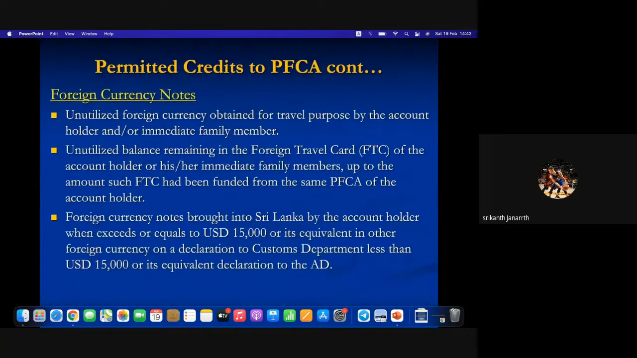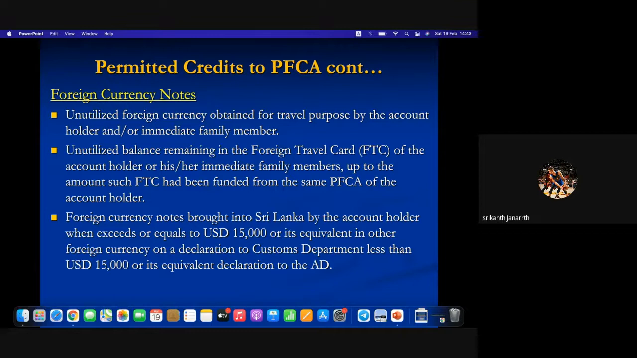So whatever you loaded on the foreign travel card, if you have anything unutilized, you can put it back. Say you loaded 5,000 into the travel card and you are gone. You spend only 3,000. You have a balance of 2,000 in the travel card. So you can ask the bank to put the 2,000 back to your PFC account.